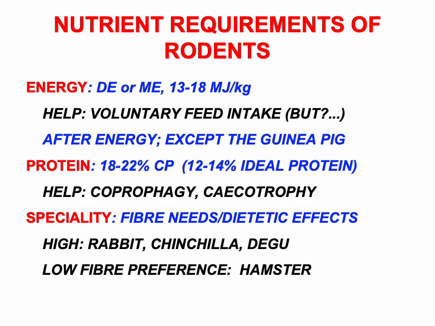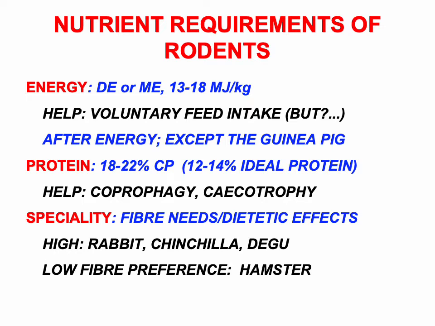The protein range of the lab diets is between 18 to 22% crude protein, which is equivalent to 12-14% of ideal protein. In some cases it's given. The range is also large, but by means of the coprophagy and the psychotrophy, the animal can adjust the amino acid supply to the diet.